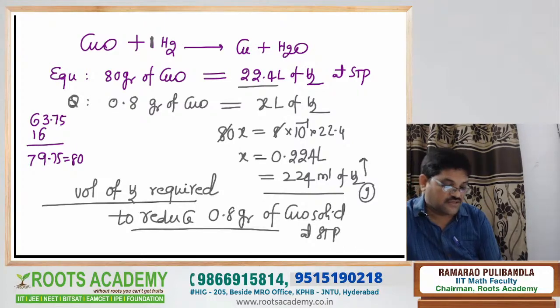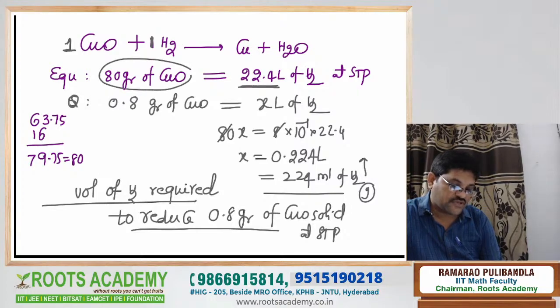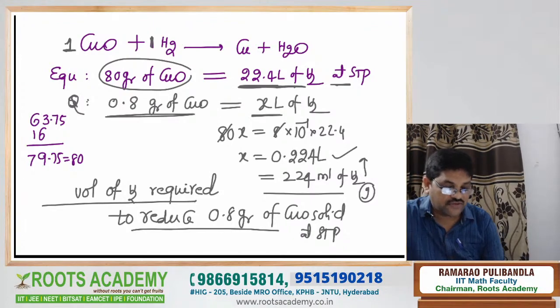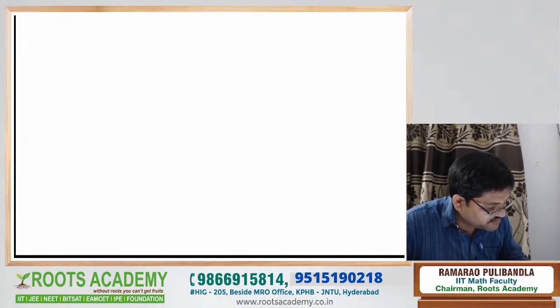So this is the answer. According to the equation, 1 mole of CuO means 80 grams of CuO requires 1 mole of H2. So 1 mole of H2 means it occupies 22.4 liters of H2 gas at STP. Now according to the question, for 0.8 grams of CuO, how much is required? X liters. So 0.224 liters, that is equal to 224 ml. Understood what I am saying? Yes, no? And see the next question.